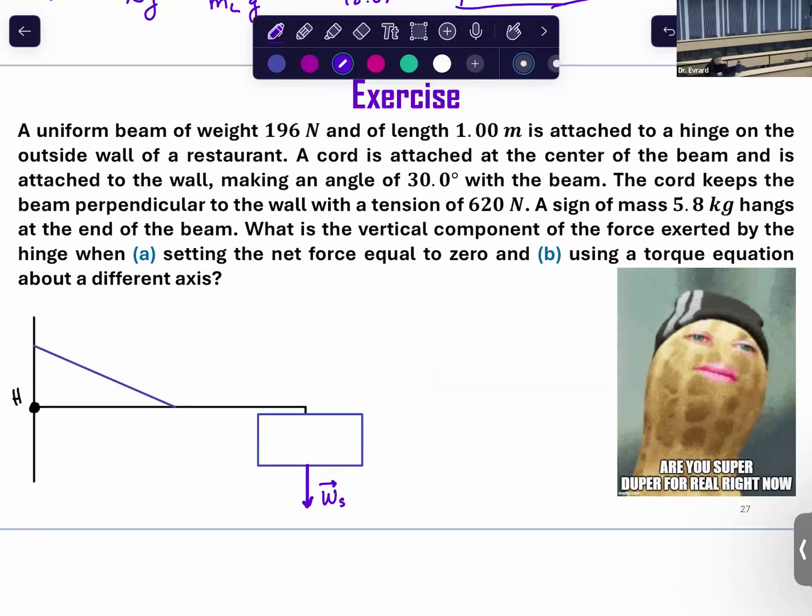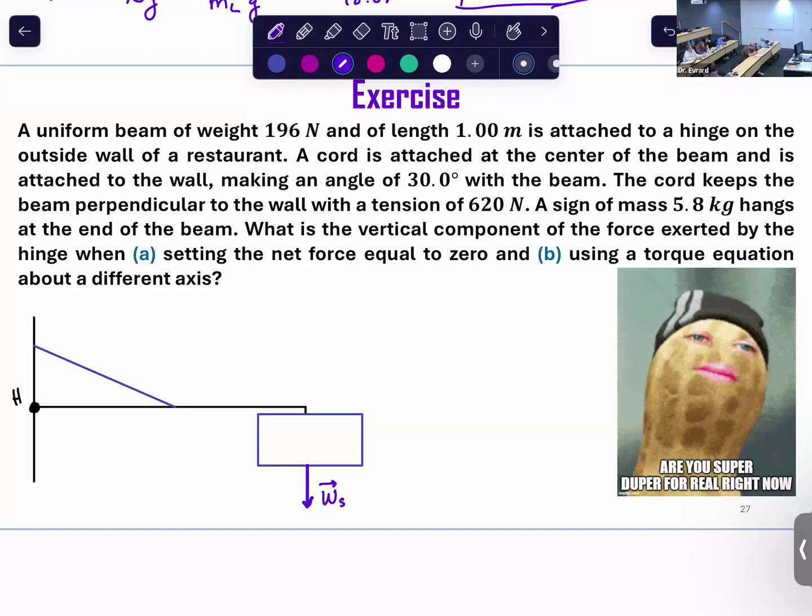So when we're thinking about torque, we can see that the cable is gonna provide some torque, the sign's gonna provide some torque. But we still have torque if none of those were there. Let's say the cable wasn't there and the sign wasn't there, and you just had that beam on a hinge. Would it stay out or would it stay down?